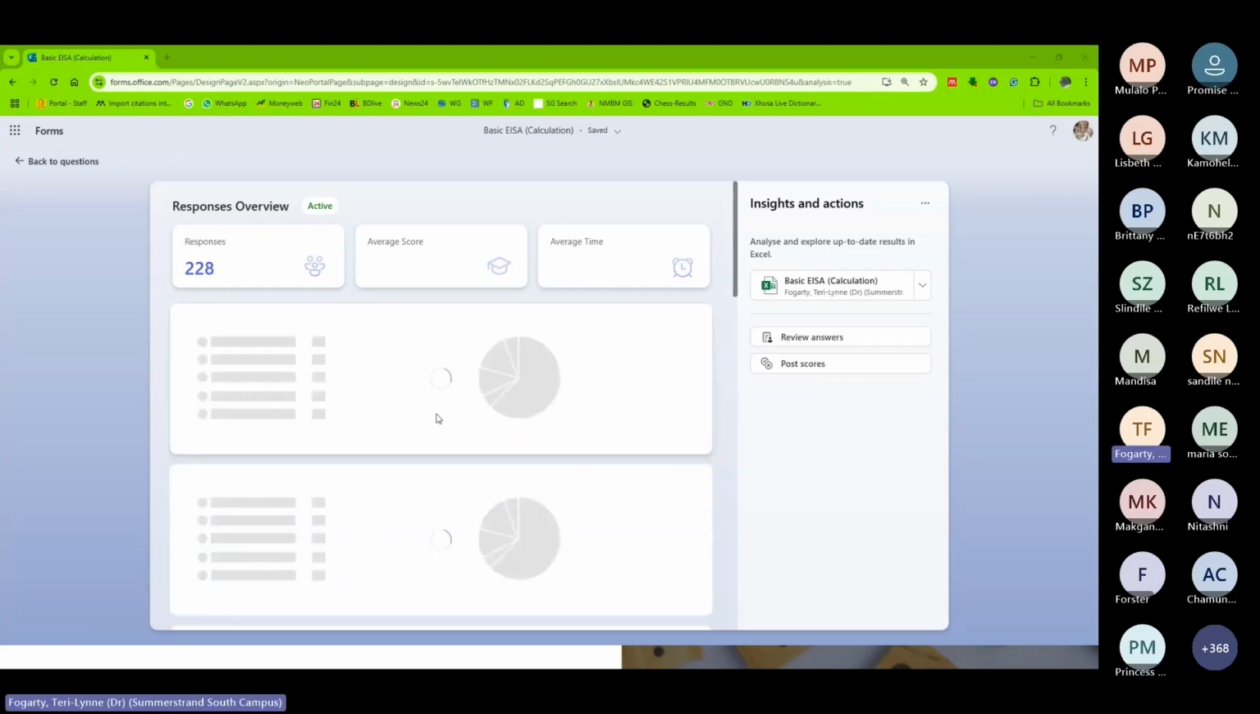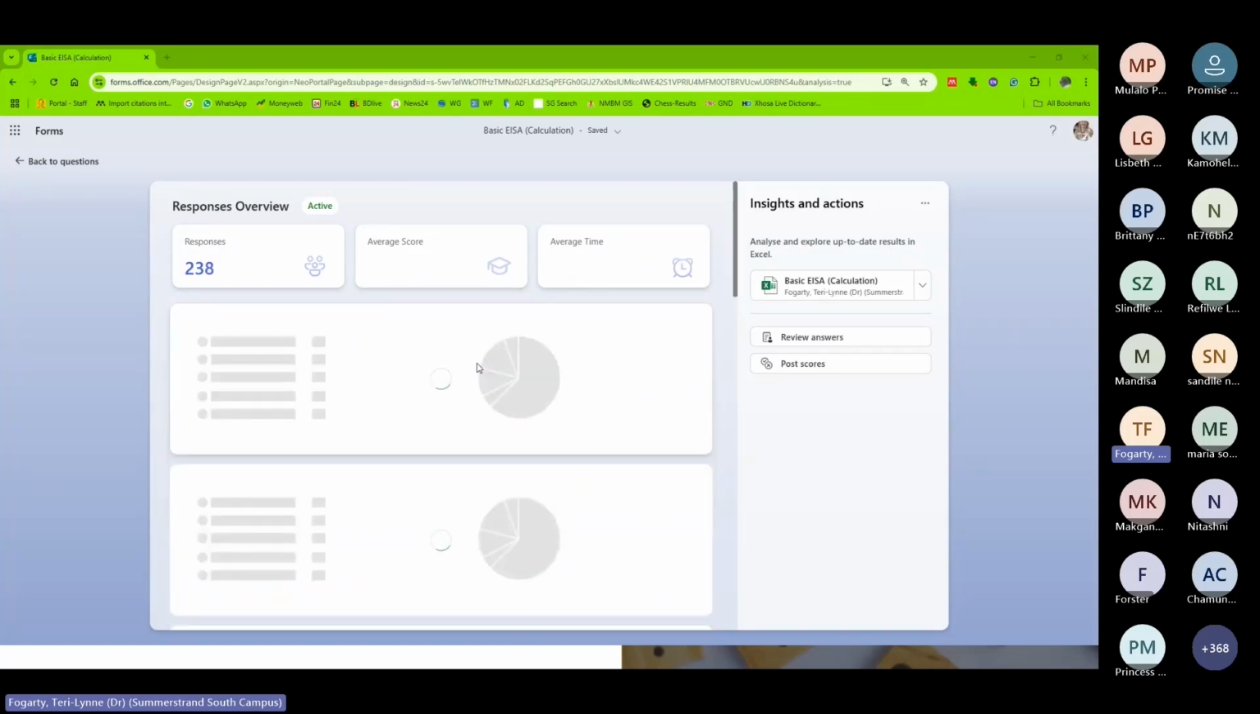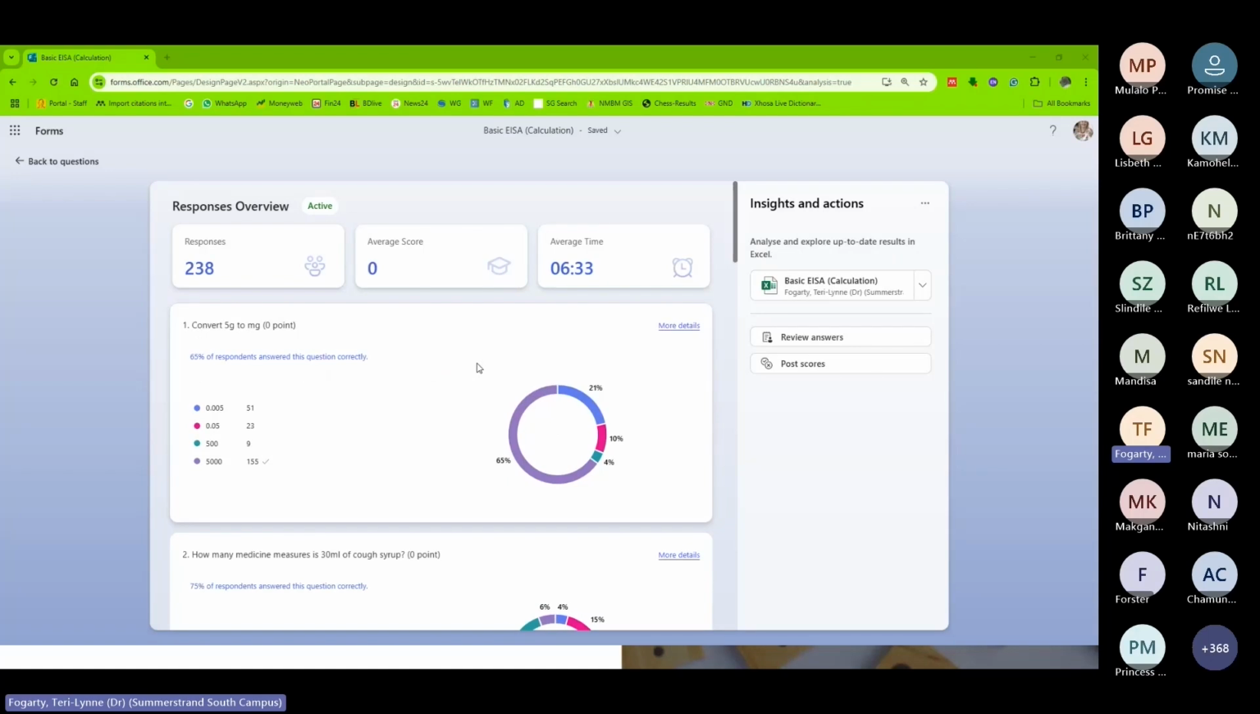Okay, so we're just going to go through the questions now and review them. You will see people are still submitting answers, and so the screen's going to keep flashing on and off like that. But we can see the first question was a straightforward conversion question, convert 5 grams to milligrams. And only 65% of people are getting that right.